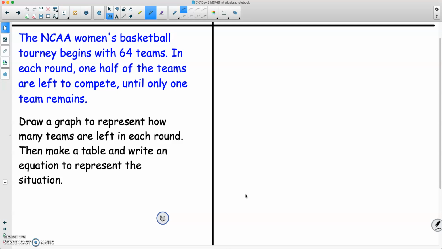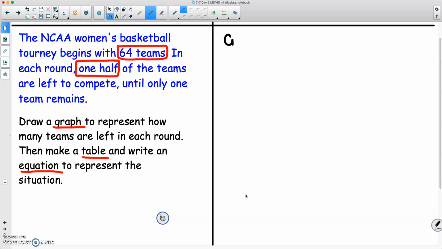So our first problem says the NCAA women's basketball tourney begins with 64 teams. In each round, 1/2 of the teams are left to compete until only one team remains. So my starting amount is 64 teams, and I'm reading that 1/2 of the teams are left to compete after each round. Draw a graph to represent how many teams are left in each round, then make a table and write an equation to represent the situation. So we need a graph, table, and equation.